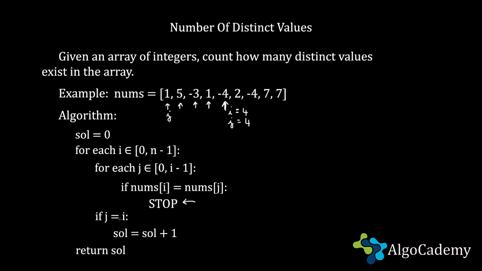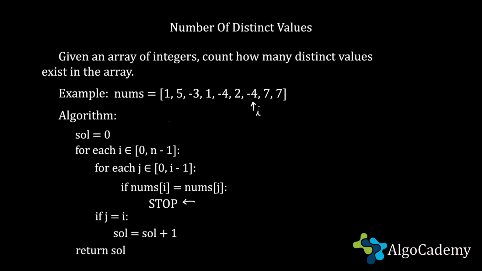Here we check j equals I. Yes, it does. This means that I've gone through all the elements on its left and never executed this break condition, right? So if this happens, I'm going to increase my solution by 1, because obviously this is the first time I encounter this value. And in this way, we make sure that on the other times, and let's also have an example with that, the future times I encounter a value of minus 4.